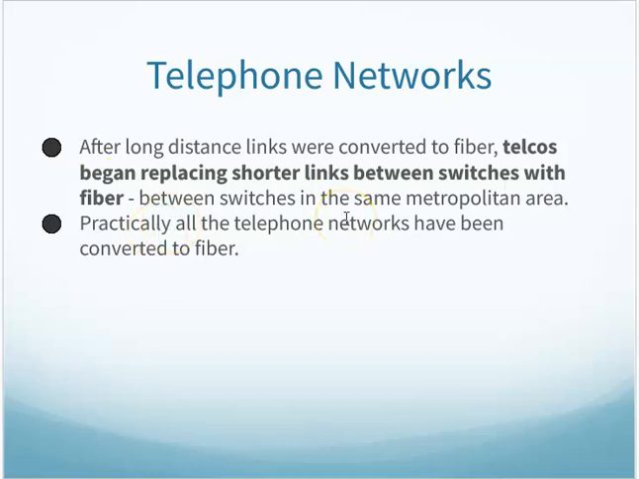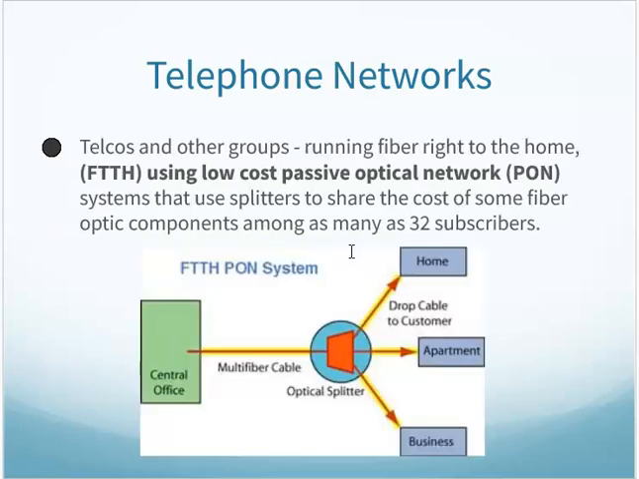Then your phone companies started replacing the shorter links between switches with fiber, and eventually, like we said, to your house in many cases. Fiber line the whole way out to your house. This is what they're showing you here, fiber to the home. So fiber optic from the central office out to maybe a box in the neighborhood, and then a fiber line to each business or home.